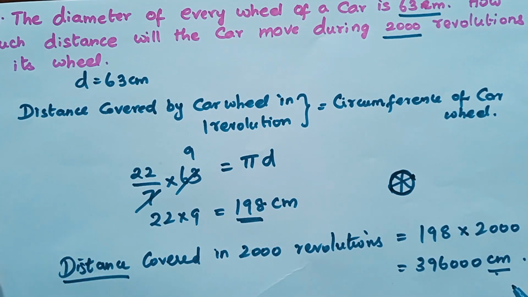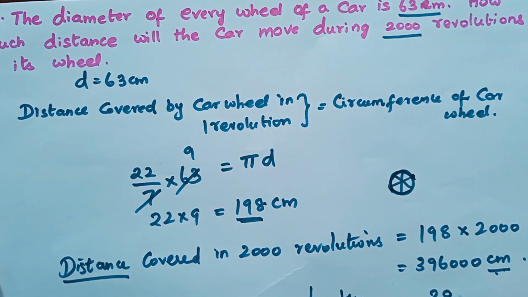So distance should be in kilometers. To convert centimeters into kilometers, what do we have to do? First we need to divide by 2 zeros for converting it into meters. Again, converting meters to kilometers, divide by 1000. So totally we have to divide by 5 zeros.